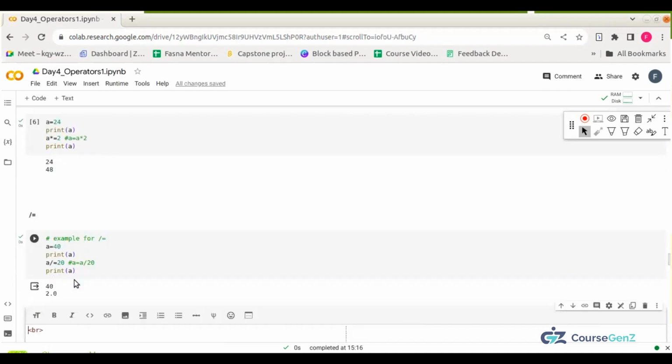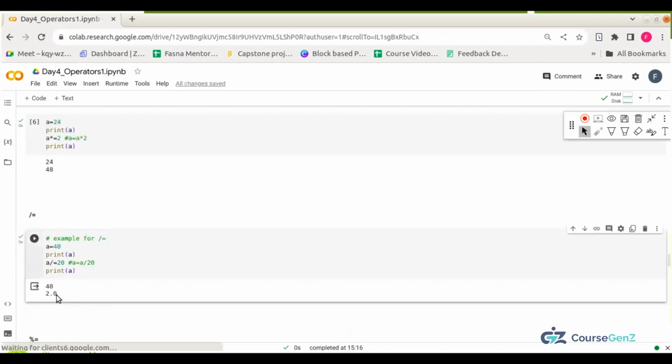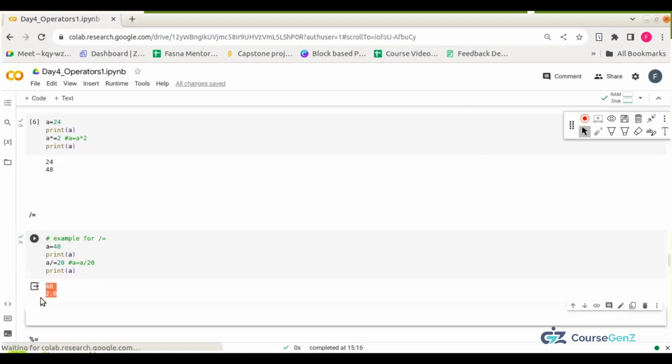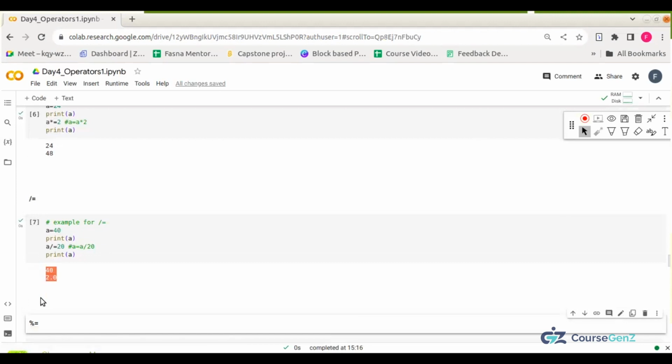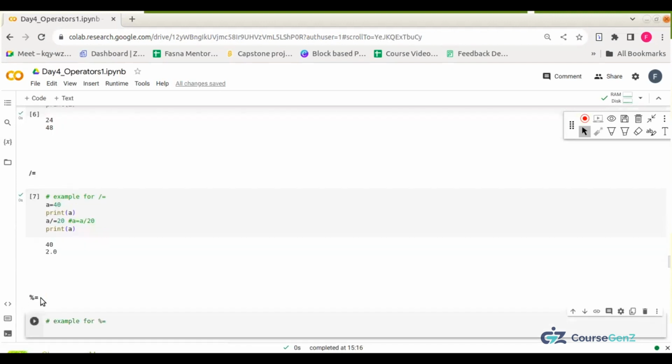This is how you will be getting the value. Why does this become a decimal value? Yes, after division, it will be a decimal value. Very good. Then let's try the modulus operator.